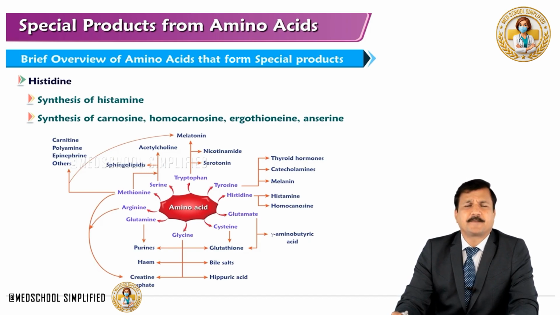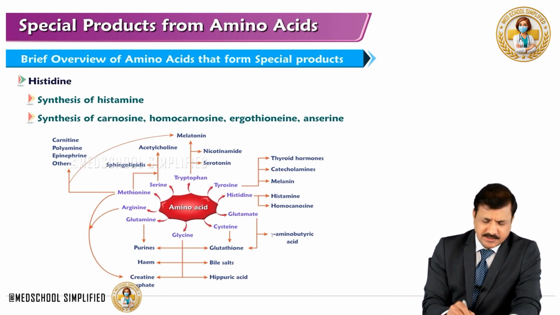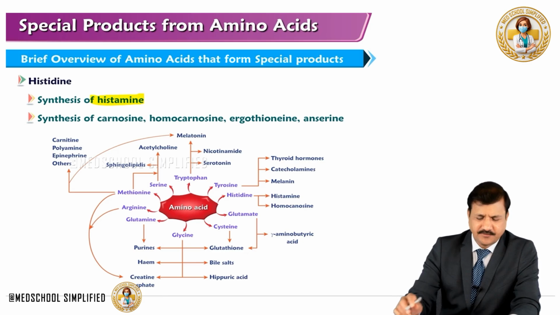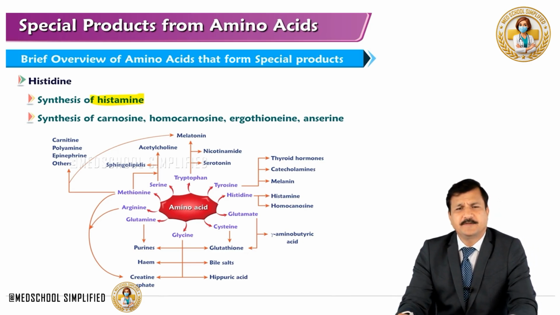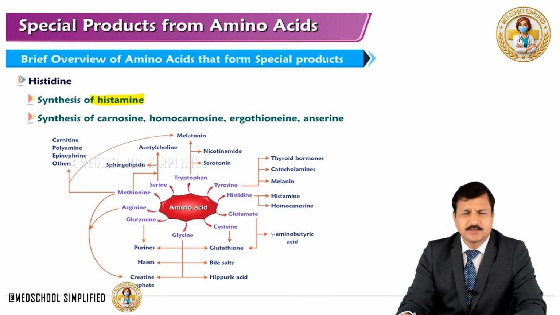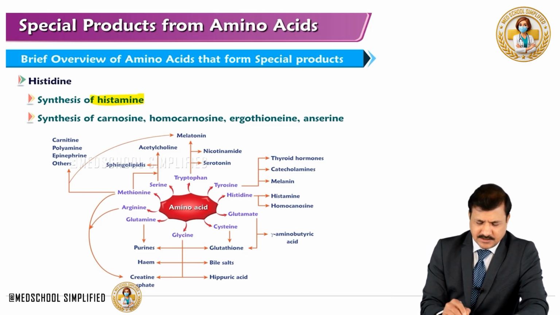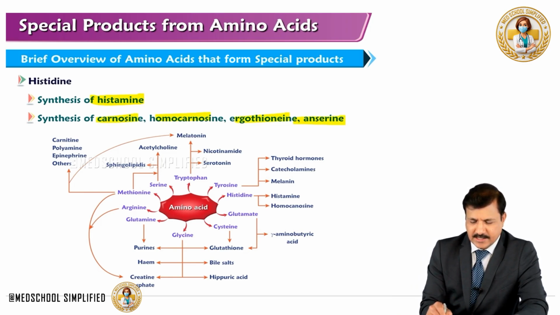Coming to histidine. The special product coming from histidine is through decarboxylation of histidine, giving rise to histamine, and histamine is synthesized in the mast cells and in some neuronal tissue, where it will act as a vasodilator and also as a neurotransmitter in the neuronal tissue. And histidine is used in synthesis of carnosine, homocarnosine, ergothioneine and anserine.